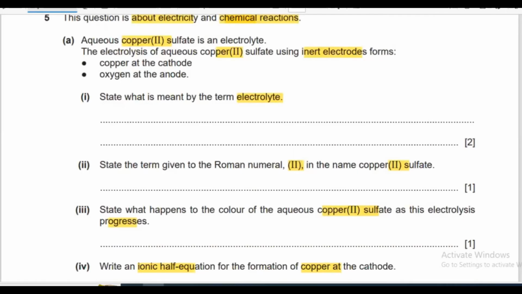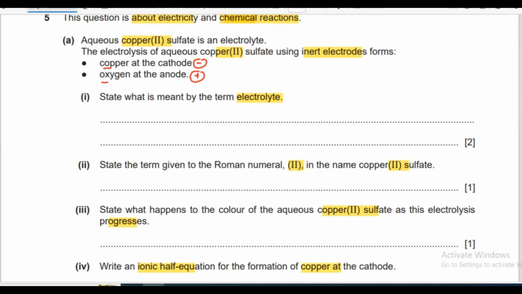Now, this question is about electricity in chemical reactions. Aqueous copper(II) sulfate is the electrolyte, and it is electrolyzed using inert electrodes. Copper forms at the cathode, oxygen at the anode. These are the two products. The cathode is the negative electrode, the anode is the positive electrode.